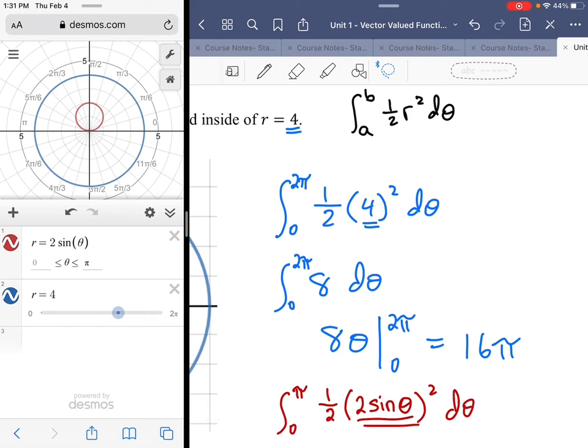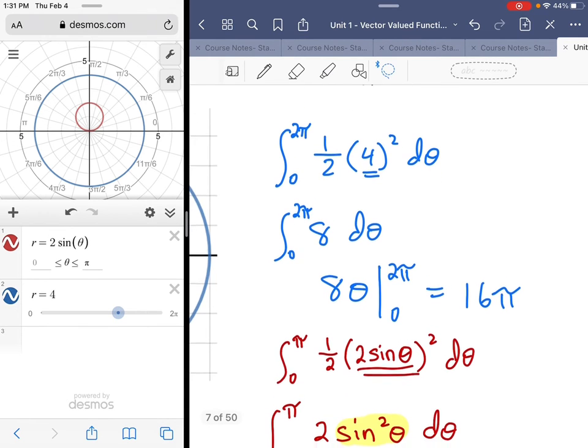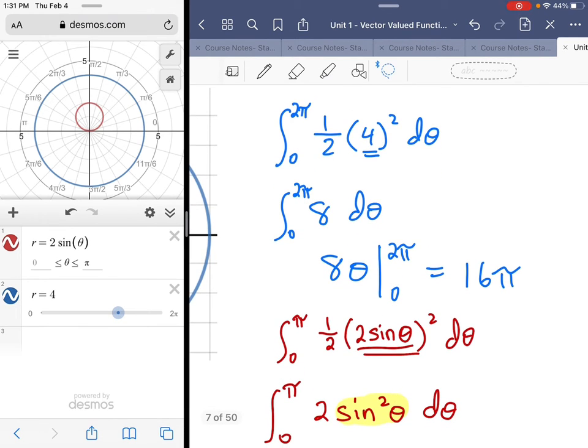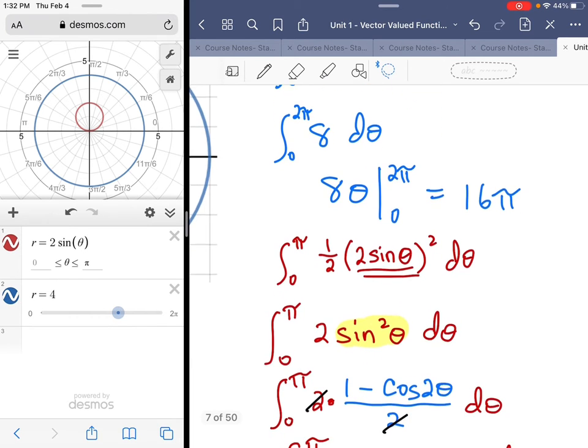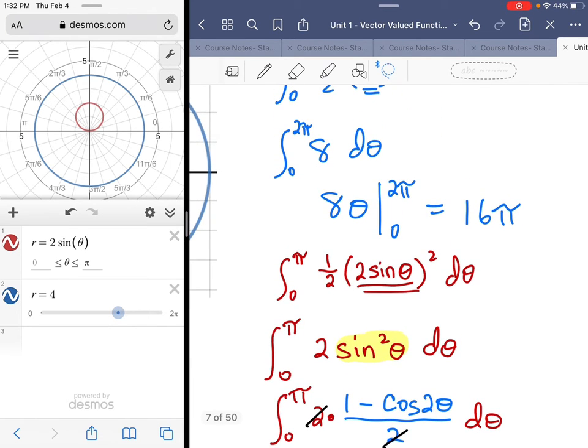But for the other one, we're integrating a sine squared essentially, so we have to clean it up. We can square the 2 sine theta, making it 4 sine squared theta, and the 4 multiplied by 1/2 is equal to 2. Then we perform a substitution on the sine squared theta, replacing it with 1 minus cosine 2 theta over 2. That's old school Calc 2.